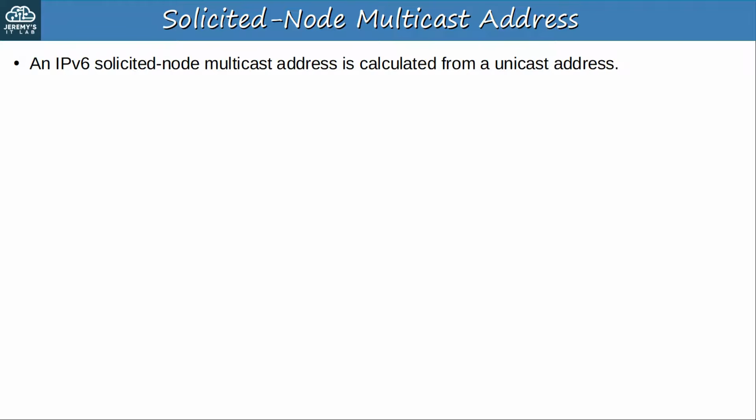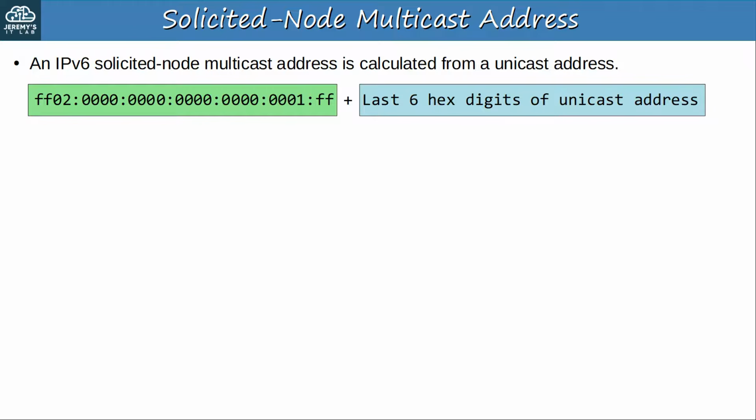An IPv6 Solicited-Node Multicast address is calculated from a unicast address. Here's how it's calculated. The address begins with a fixed prefix, FF02:1:FF, if you shorten it properly, and then the last 6 hex digits of the unicast address this solicited node address is being generated from.